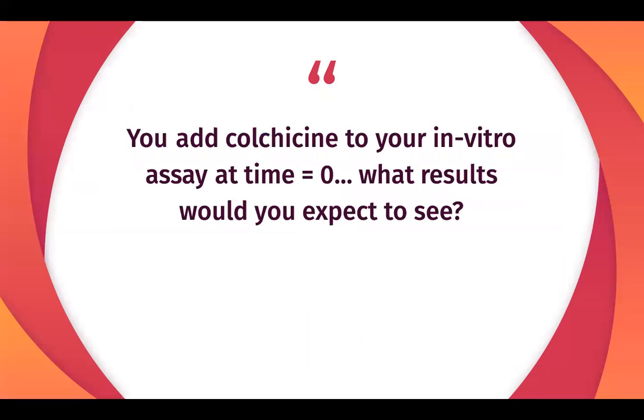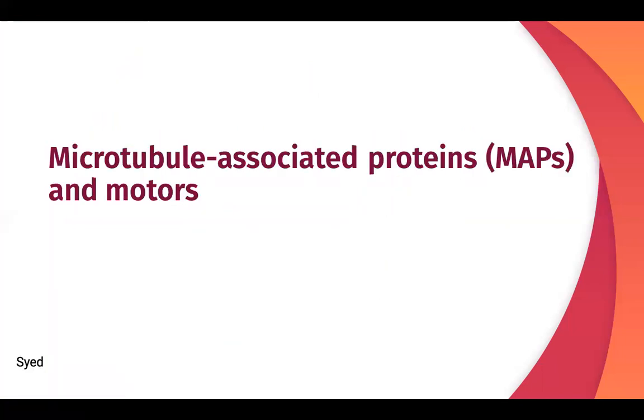Okay. So if you add colchicine to your in vitro assay at time equals 0, what results are you expecting to see? Any ideas? No microtubules, correct. If you add colchicine, it prevents binding of subunits. So if you add it at the beginning, before you've made anything, you're not going to make anything, right? Because you can't bind your subunit. Okay. Yeah, so there's your little graph drawn.